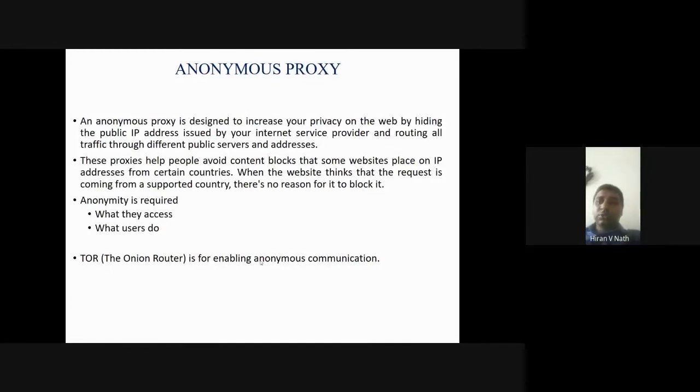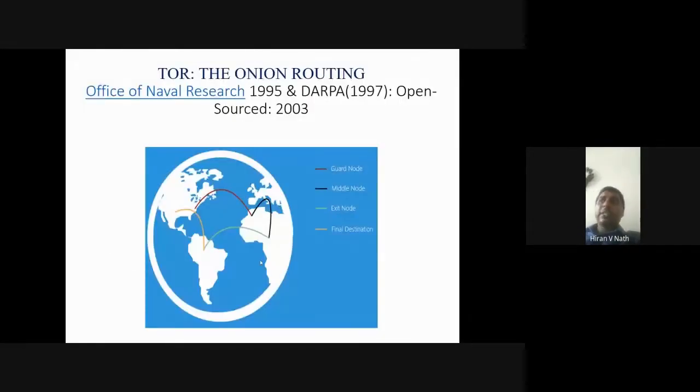The Tor, which you will generally call the Tor browser, or else it's known as the Onion router, has been available from 1995 onwards, and it was open source from 2003 onwards. It was actually a DARPA project, funded by DARPA and the Office of Naval Research in 1995 and 97, and finally open sourced in 2003.